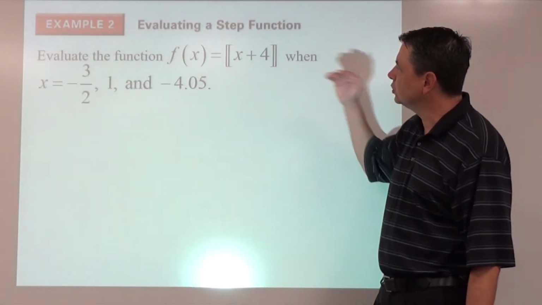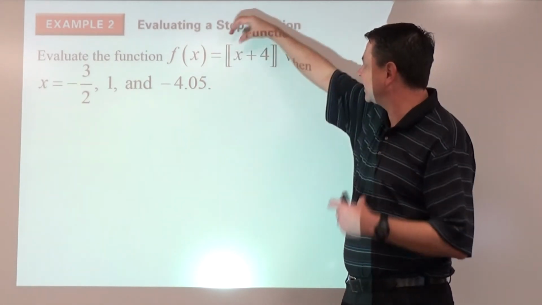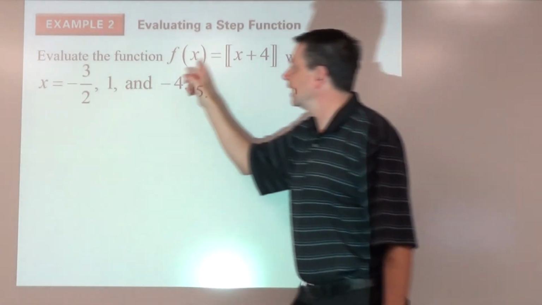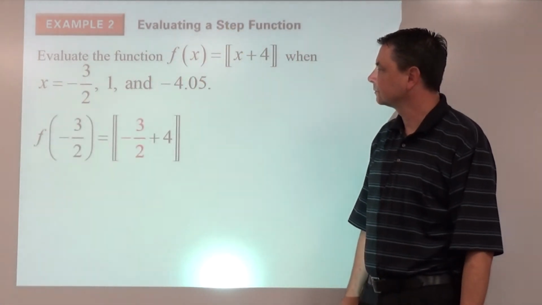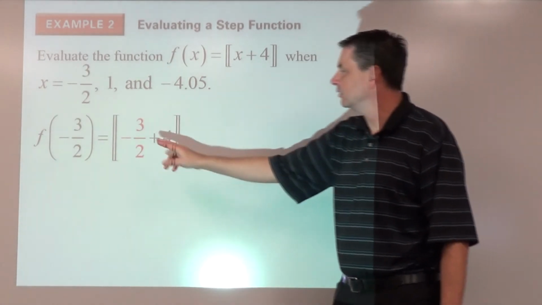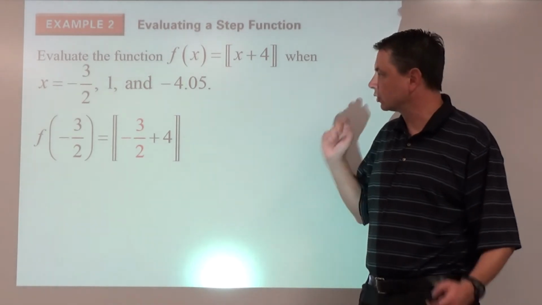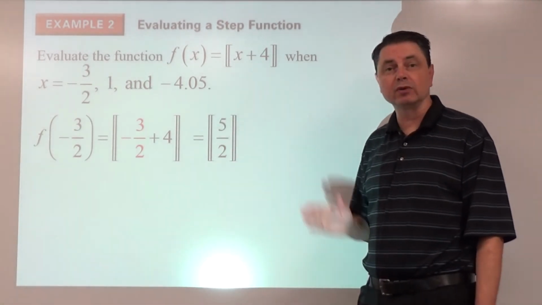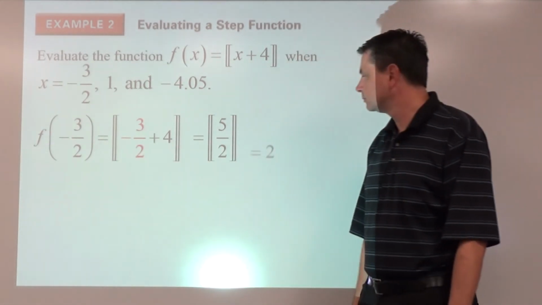So example number 2, let's see if we can evaluate some of these. f(x) equals the greatest integer of x plus 4. Let's try f(-3/2). So -3/2 plus 4 is 5/2. So greatest integer of 5/2. Since that's 2.5, we're talking about between 2 and 3. We drop down to 2.